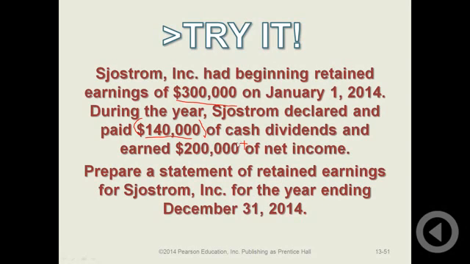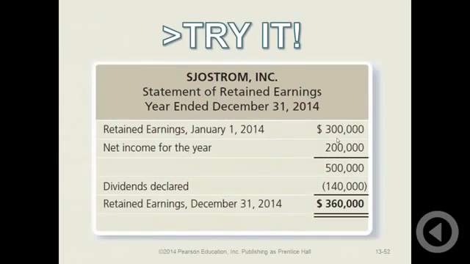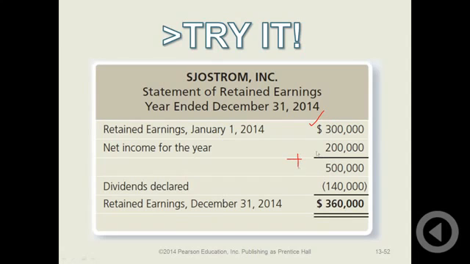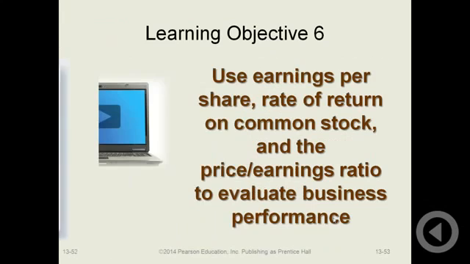So this is the beginning, given to us, 300,000. We're going to add net income, which is 200,000, then we subtract the dividend, and the ending retained earning is 360. And this is how we prepare a statement of retained earnings. If you have any questions, please email me.